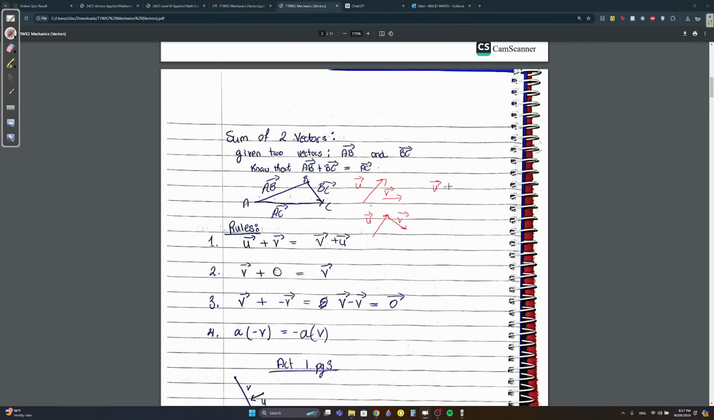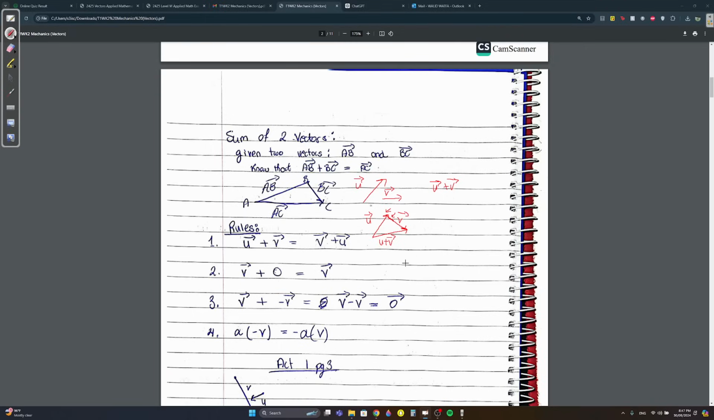And I want U plus V, right? How would it be? From the tip of U, you connect it to V. This would be U plus V. Very easy. This is called the triangle method. For the triangle method to work, it should be the tip of the arrow connected to the tail. So the head connected to the tail.